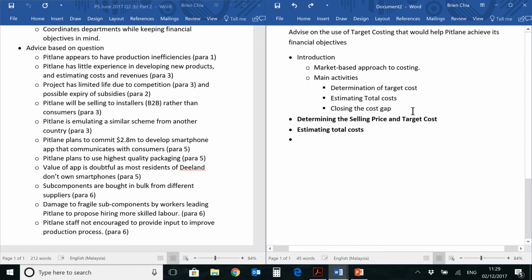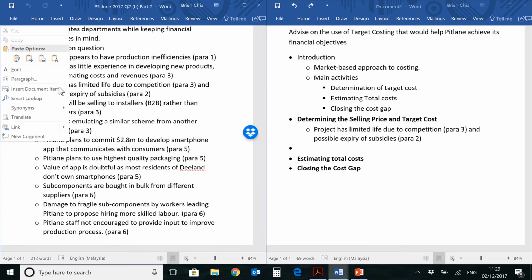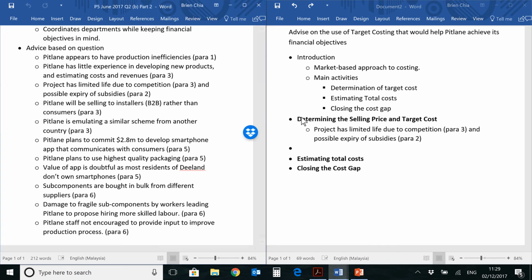So my answer will be split into 3 headers, and I'll show you first how the items on the left side of your screen here, which we extracted from the question, as you can see, para 3, and para 2, relate to these 3 headers over here. Okay, so first of all, let's talk about determining the selling price and target cost. And we'll be looking at project has limited life, which is over here, this particular bullet point.